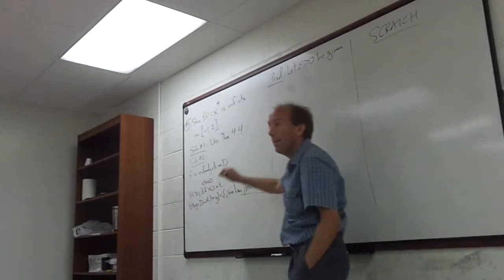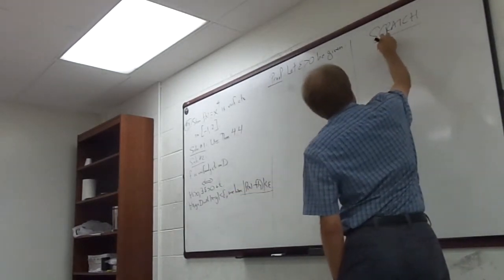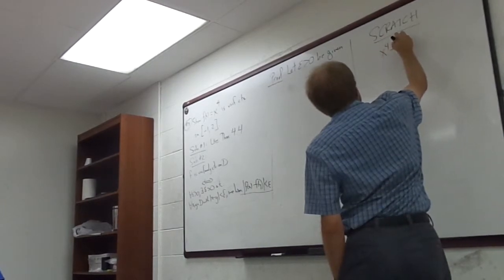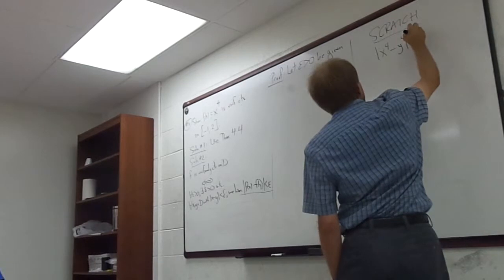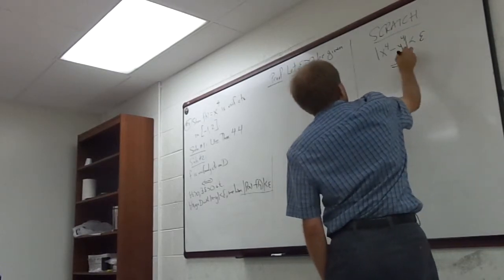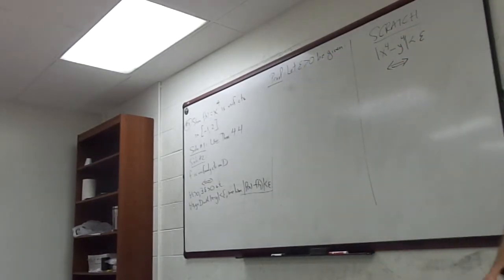This part here, right? Yeah, so it'll be x to the fourth minus y to the fourth, absolute value, less than epsilon. Okay, great. If and only if. Okay, so does anybody see anything we can do?